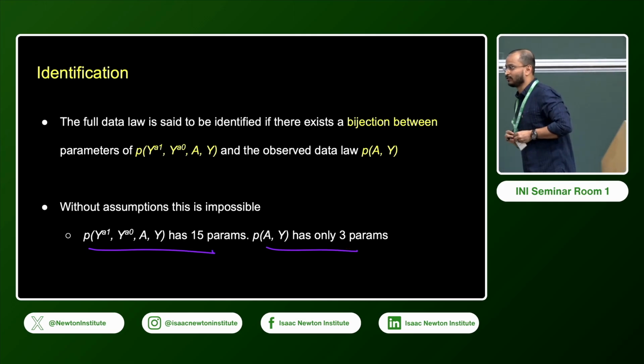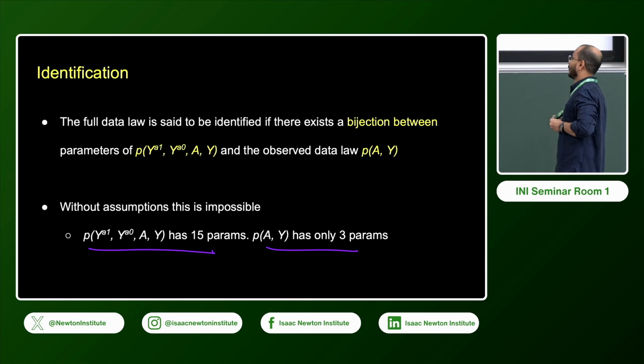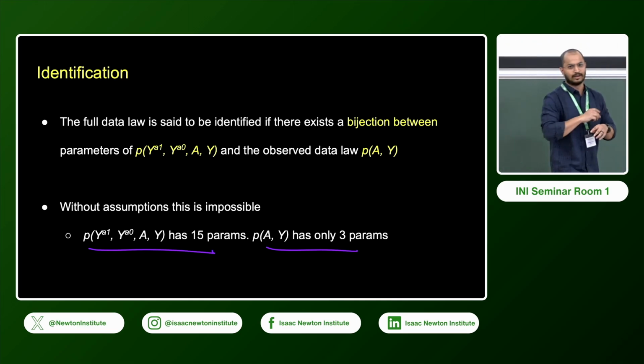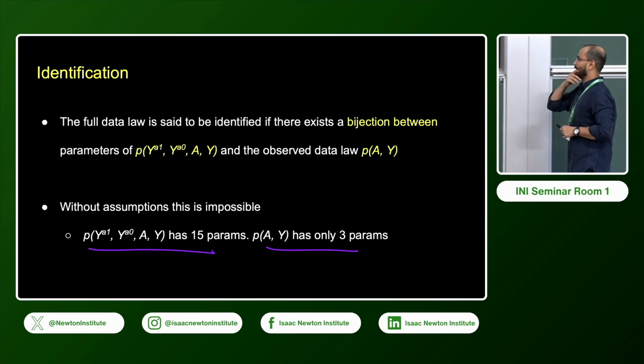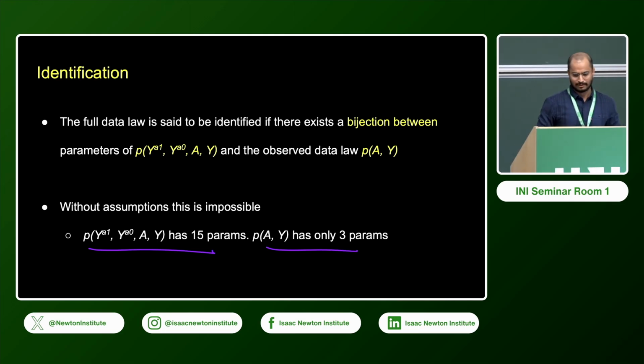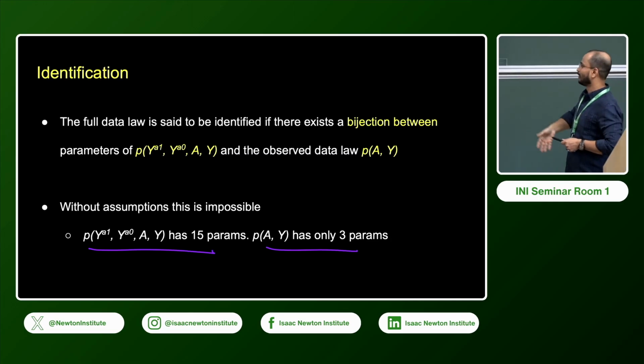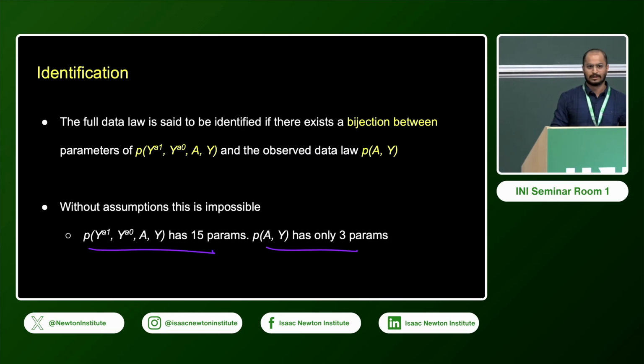Oh, did you have a question? I just wanted to ask, so is Y related to YA? Not yet. So if I just specify a full data law and I've made no assumptions about it, I would have 15 parameters. So without assumptions, causal inference is impossible, and this is a very easy demonstration of why. 15 cannot be mapped to 3.